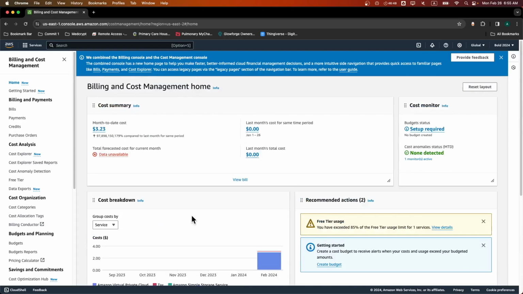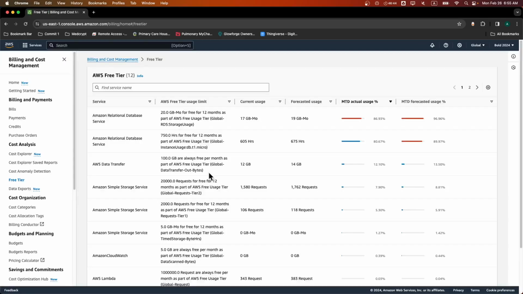If we go to free tier, you would see that I have not exceeded, or am not going to exceed, anything which is allowed. So basically the AWS is within the range, the RDS service is within the range, and the RDS database instance is going to be within the range.